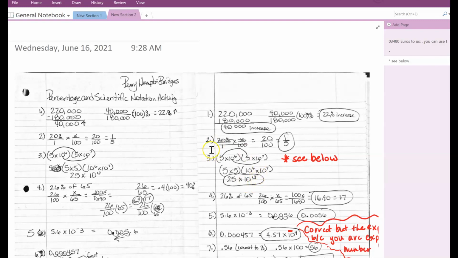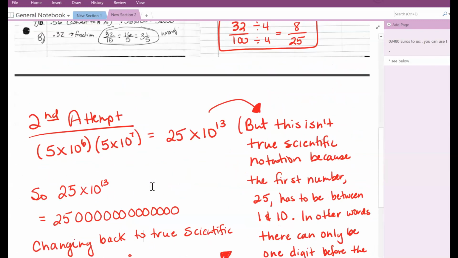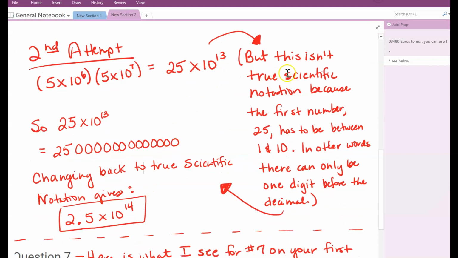So this is your first attempt of your quiz, and number three, so numbers 1 and 2 are correct. Number three, you were right here. It is 25 times 10 to the 13th, but what I put down here is that this is not really true scientific notation. To be true scientific notation, the number in front of the times 10 has to be between 1 and 10, not including 10. Or in other words, there can only be one digit before the decimal, and 25 has two digits.